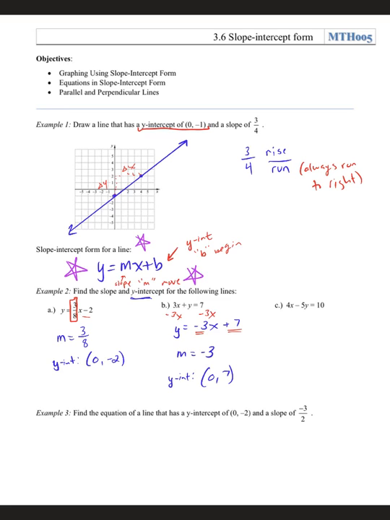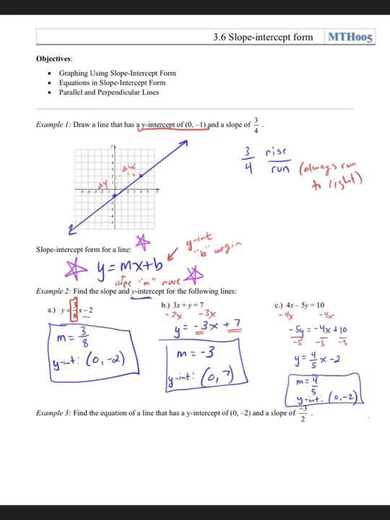Go ahead, pause the video, take a moment, and try letter C. You'll notice that you will have to solve for y first, and then identify your slope and your intercept, then check your answer with mine.